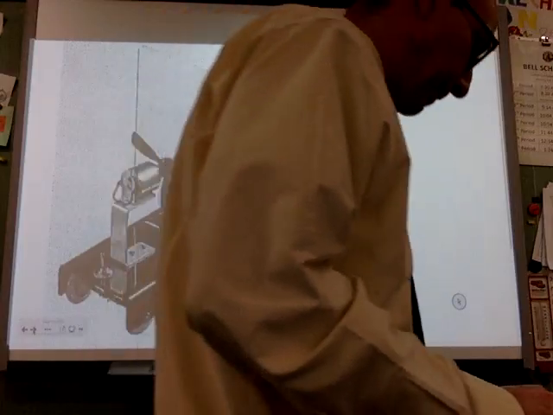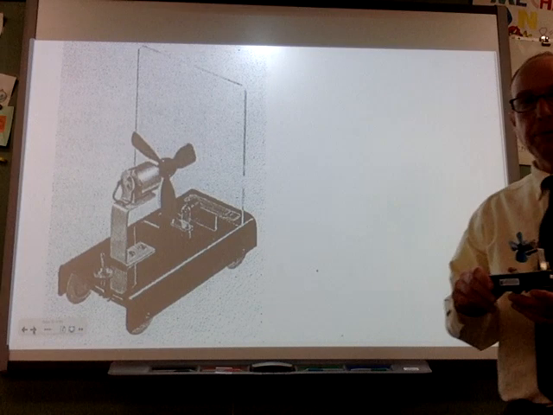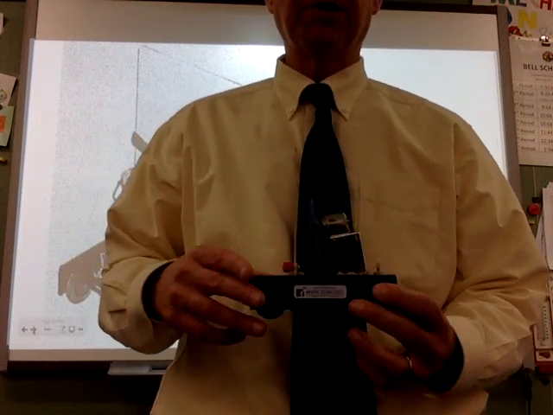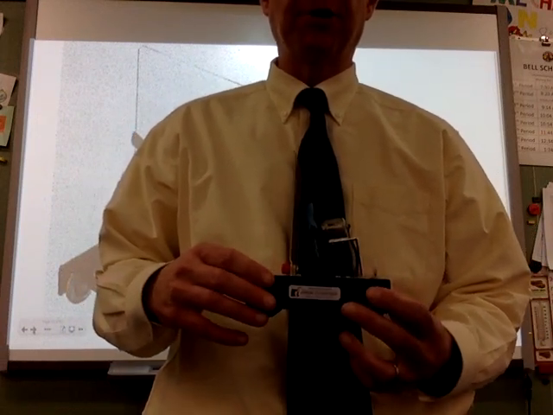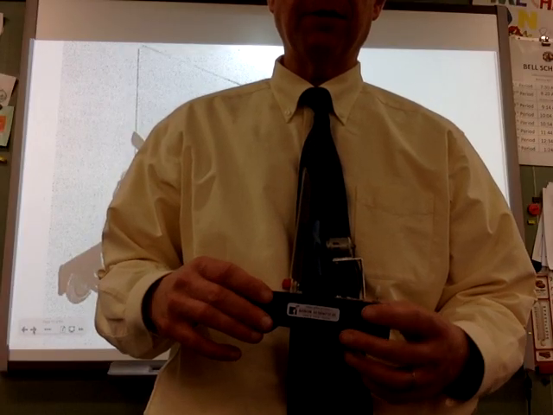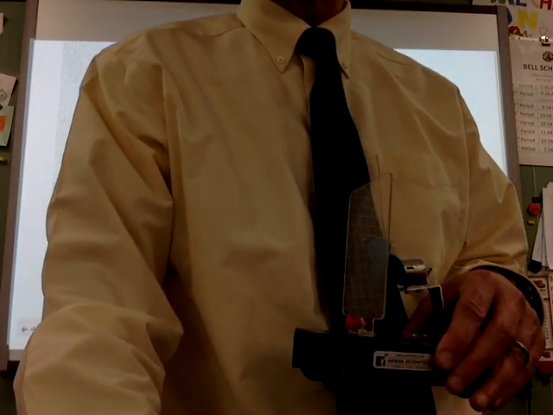All right, I have a fan cart that has a plastic partition that can come off. We're going to make predictions on what's going to happen when I just turn it on and what's going to happen when I turn it on and take the plastic partition out. I'm going to have to relocate you guys because the floor is not level enough for this.